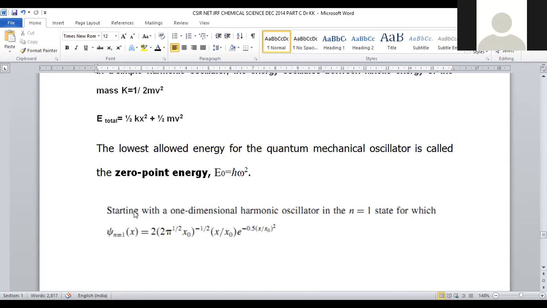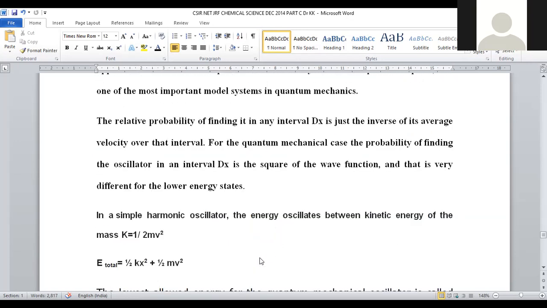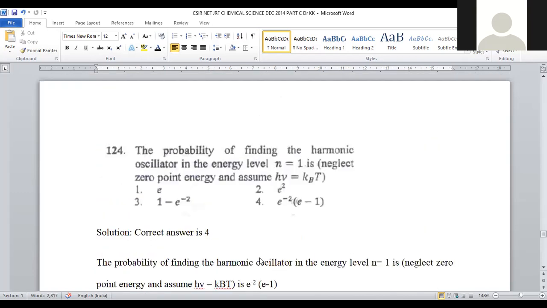Then they are asking for first order. So for the one-dimensional harmonic oscillator, when n is equal to 2, the entire equation can be regarded as the wave function. Psi x is given by 2 into (2 pi)^(1/2) x naught to the power minus 1/2 into x by x naught, e to the power minus 0.5 into (x by x naught)^2. So this will be the equation for the first order.